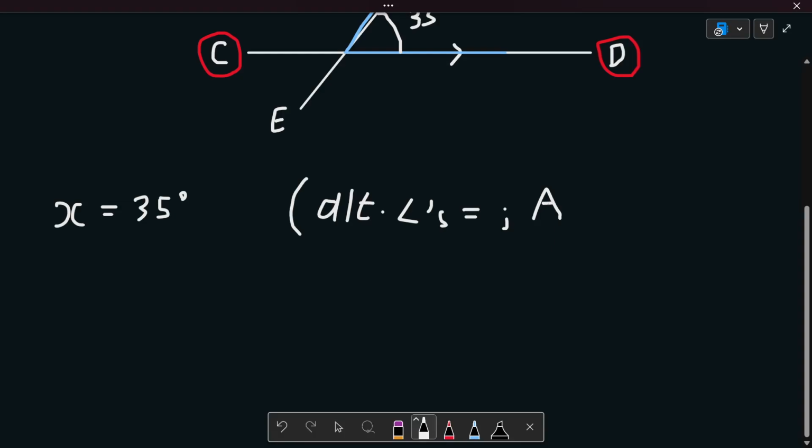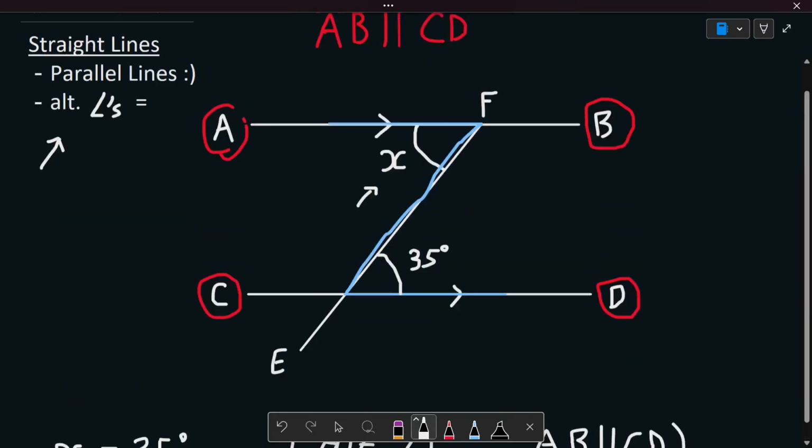Note that if you don't say AB is parallel to CD, they will not mark your work, because you're not showing your understanding of the question. So that is what we need to do. We're saying that X is equal to 35 degrees, and the reason is alternative angles are equal because AB is parallel to CD. And that is how we write our reason over here. And that is alternative angles.